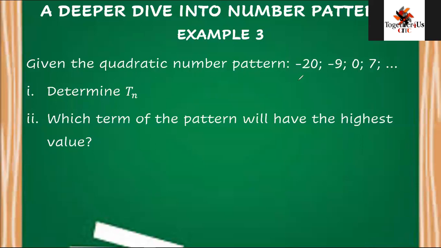Given the quadratic number pattern, -20, -9, 0, 7, moving on, we have to find Tn. For me, the interesting question really is this one here: which term of the pattern will have the highest value? That's a very interesting application question, so let's go for this. We know it's a quadratic pattern, so we're going to have a first and a second difference.